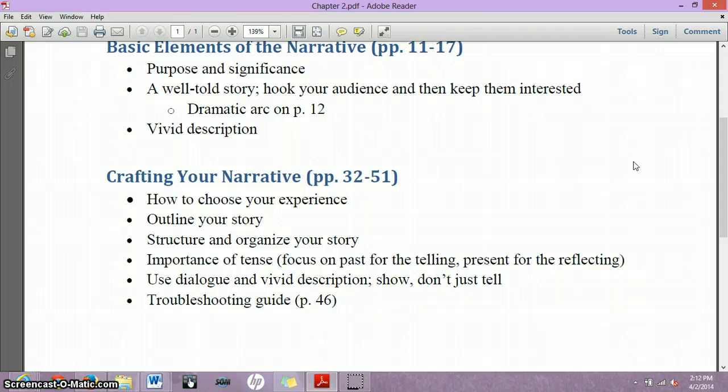The textbook also covers the importance of tense. I really, really suggest that you just focus on the past tense for the telling. If you want to use present for reflecting, that's fine. But again, your experience happened in the past. It can't happen in the future because you can't be writing about it. So keep in the past tense unless you're reflecting, and then that can be present. It gives you more ideas on how to use dialogue and how to use description to show instead of tell. Really nothing big there. Just review those suggestions.